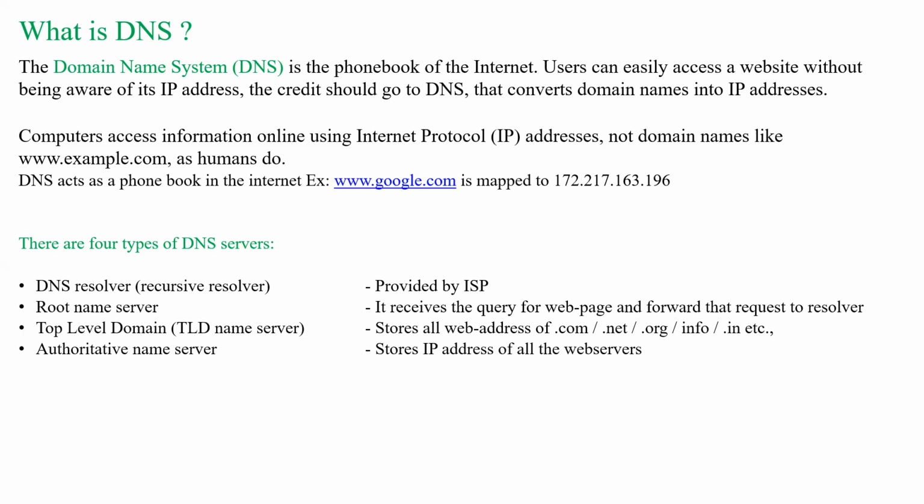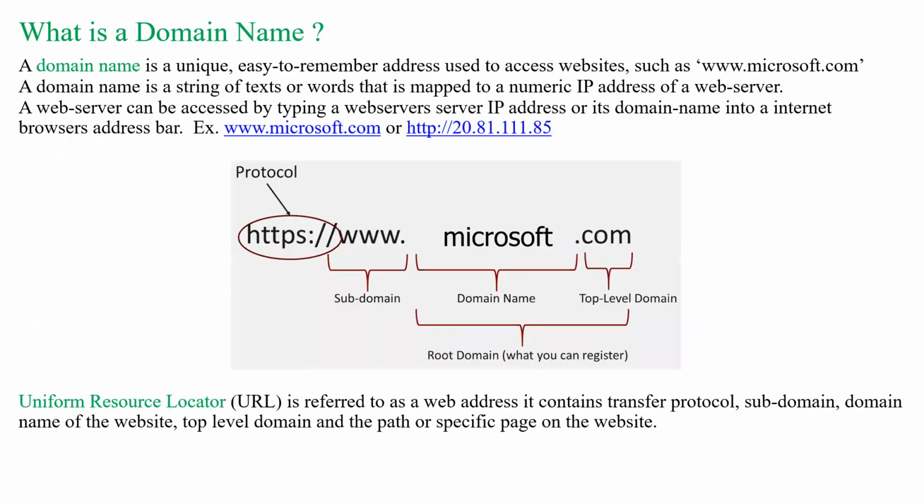Let us have a deep dive into these servers, how they function, how they work hand in hand together, help support each other. Okay. So we have a domain name. What is all about a domain name? A domain name is a unique, easy to remember address used to access websites such as www.microsoft.com. This is the domain name.